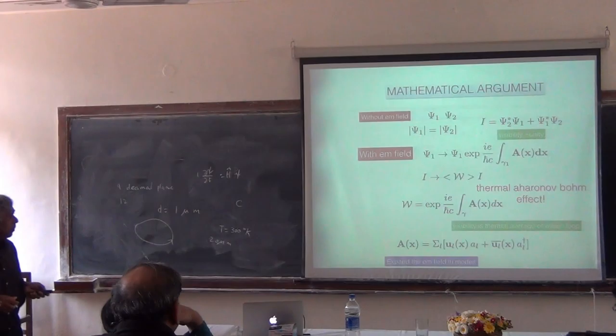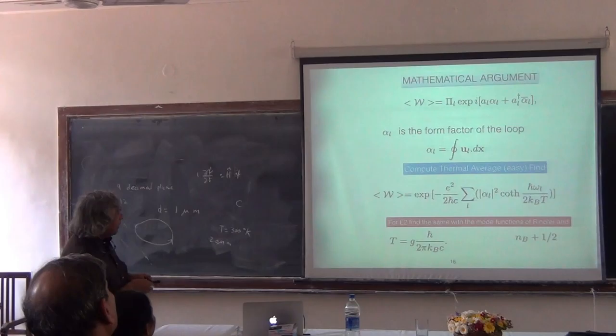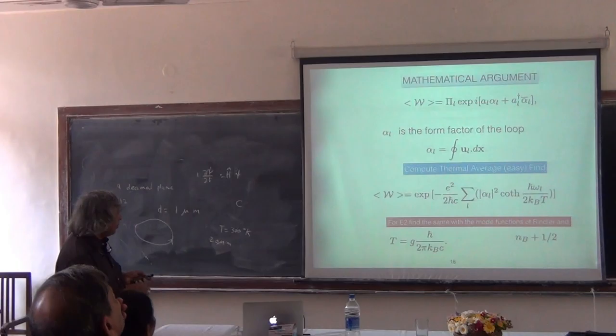So this tells you that at 20 microns separation, you should lose the interference pattern. And it can be made very precise by a mathematical algorithm, which I will not go into. Basically, it involves looking at the Wilson loop. Given any path in space or space-time, you can consider the total magnetic flux that goes through it. That quantity is called the Wilson loop.